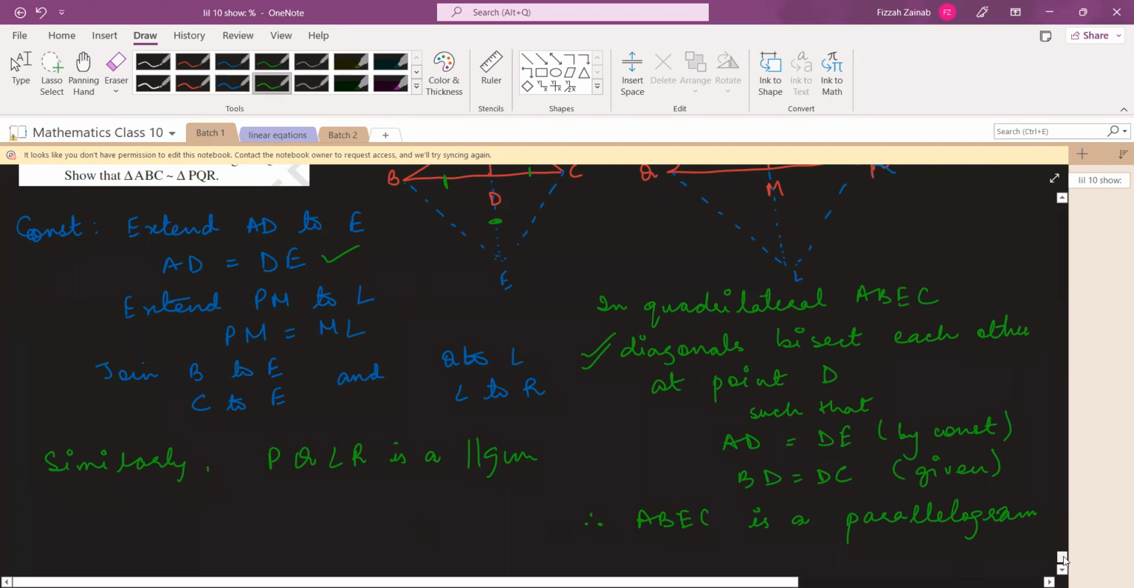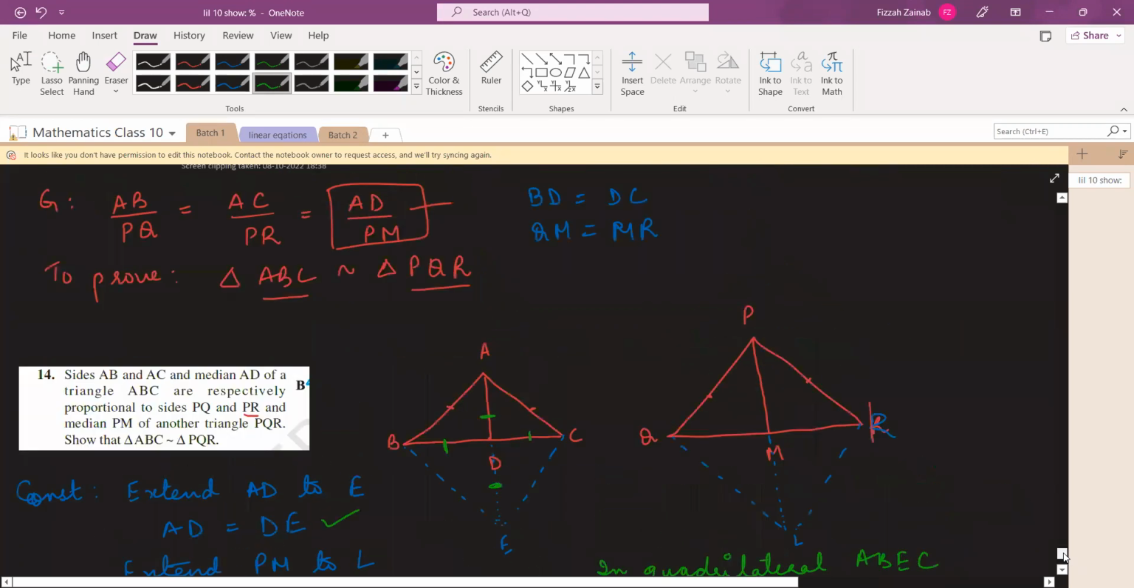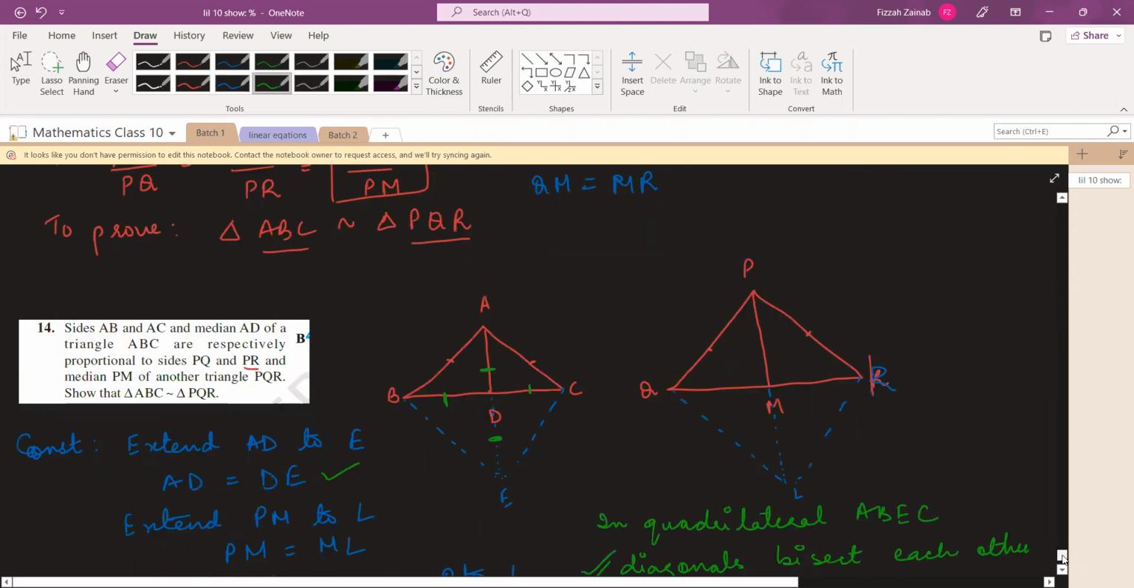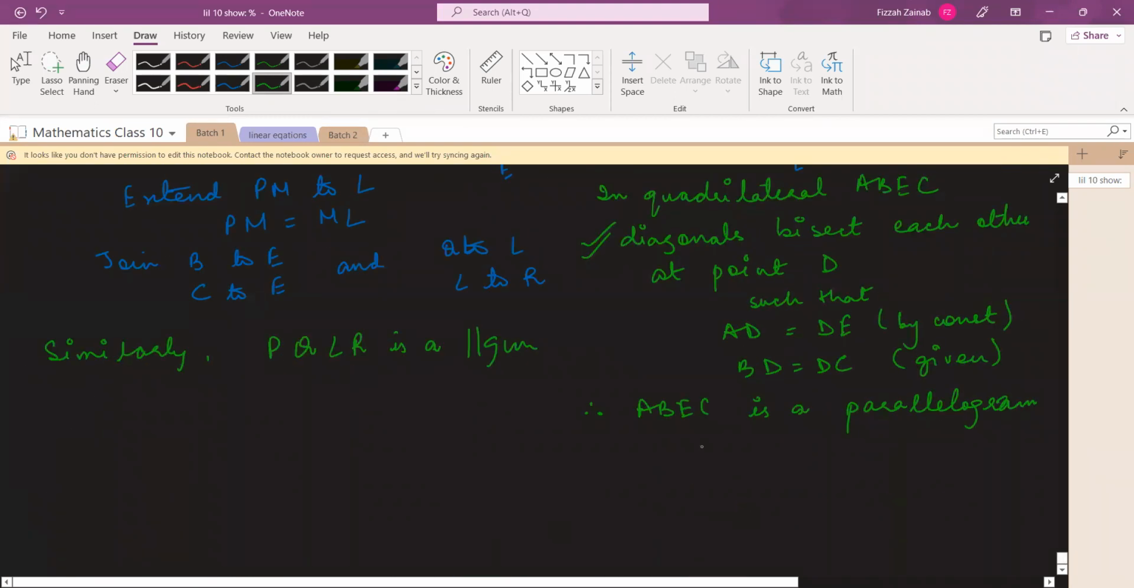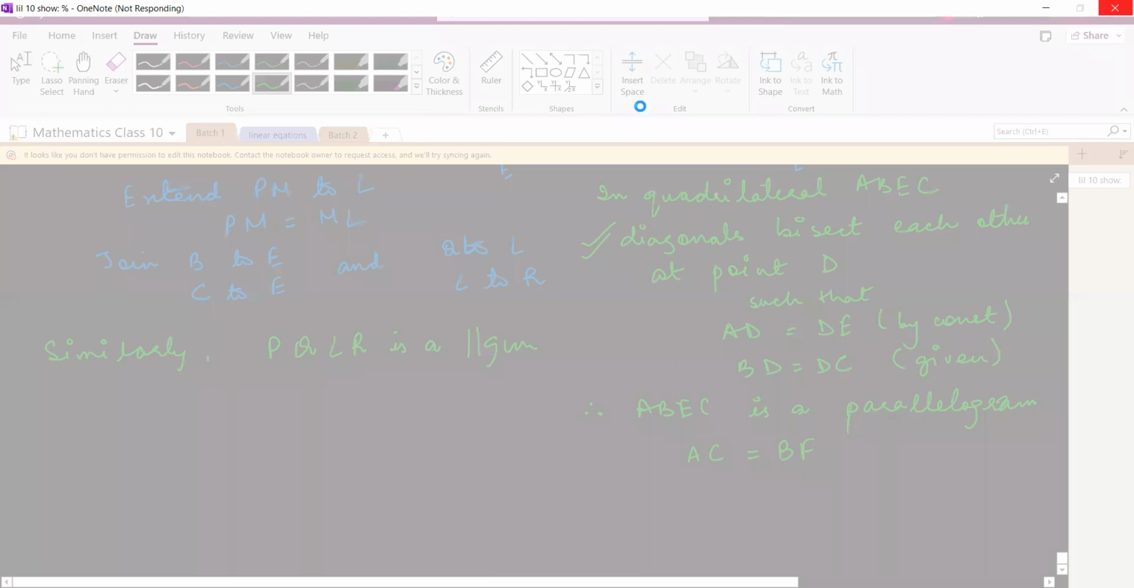And when we are saying it's a parallelogram, that means opposite sides are equal in length, right? So we can also conclude here that your side AC will be equal to side BE, correct? Yes.